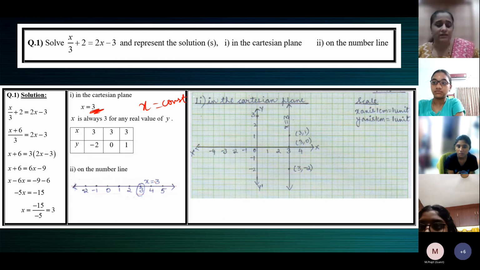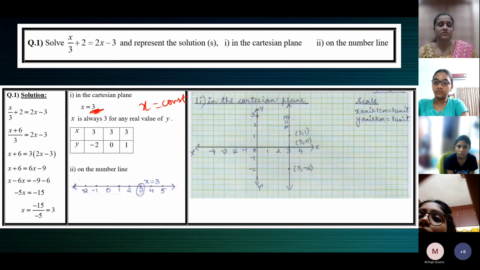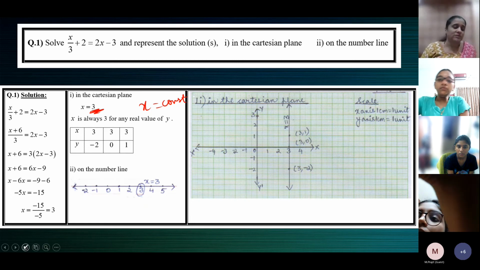Now on the number line. On the number line, we all know it. X is equal to 3 on the number line. See here, you can see the number line below here. X is equal to 3. Yes, please complete this.